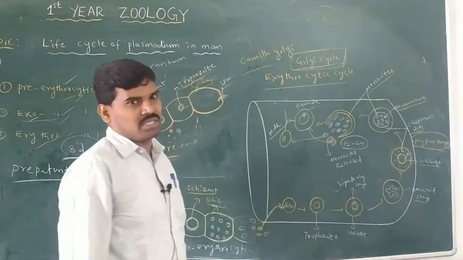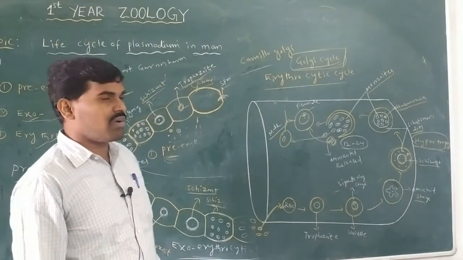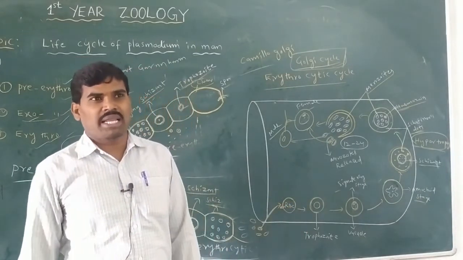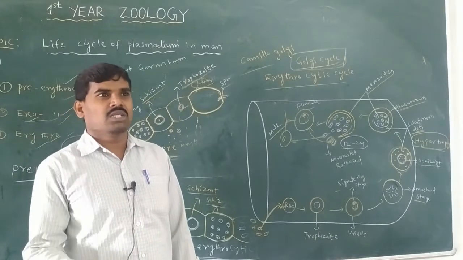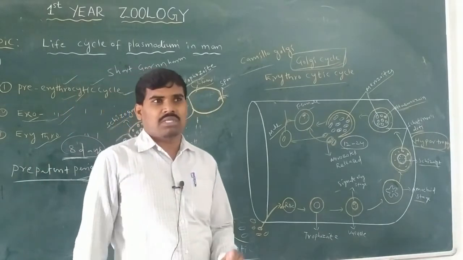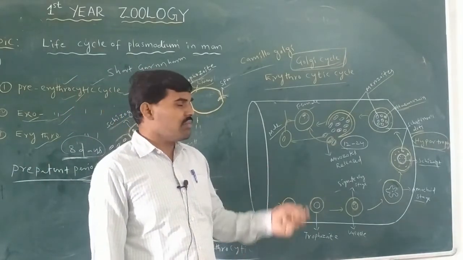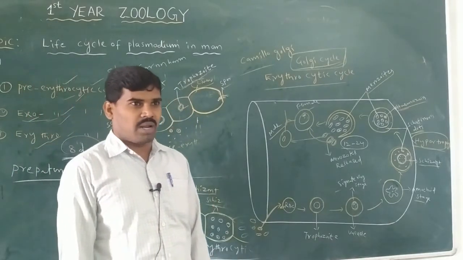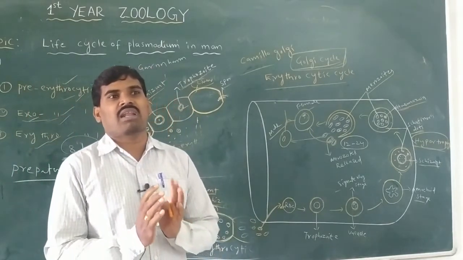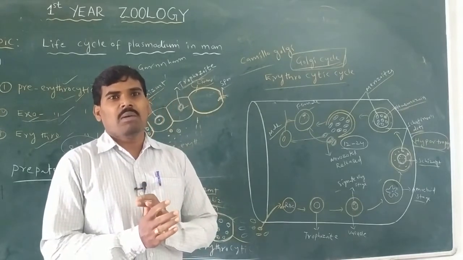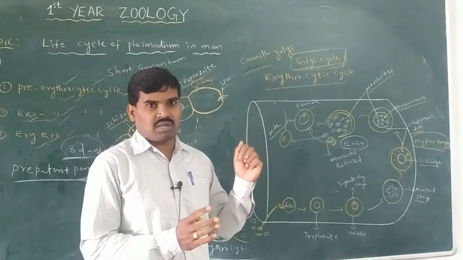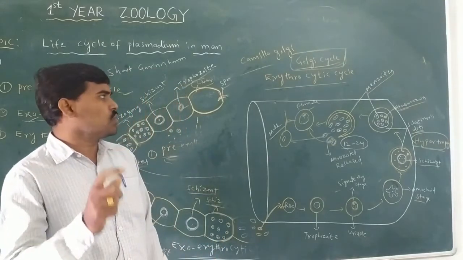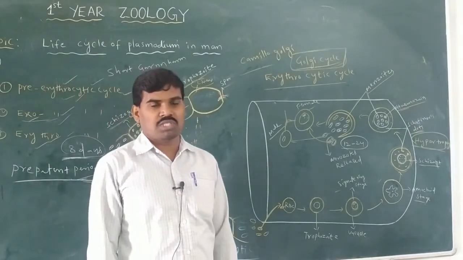So the female Anopheles, whenever it bites malaria patients, sucks their blood. Through the sucked blood, the male and female gametes enter the female Anopheles and finally reach the crop of the Anopheles, where the oocyst formation occurs.